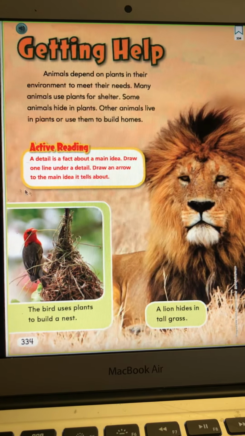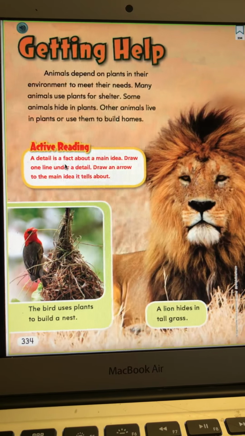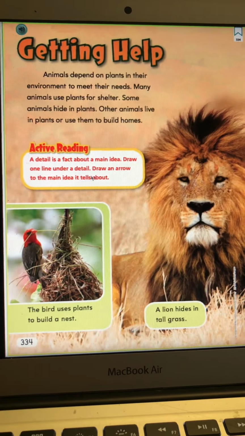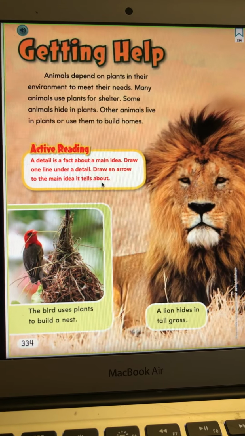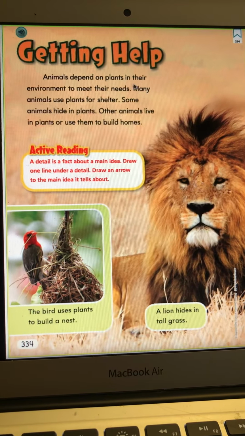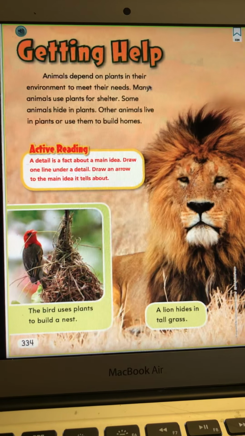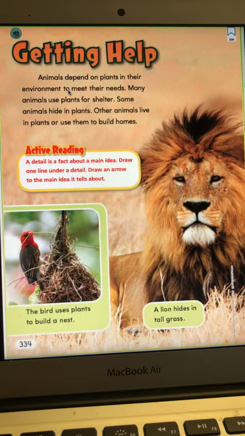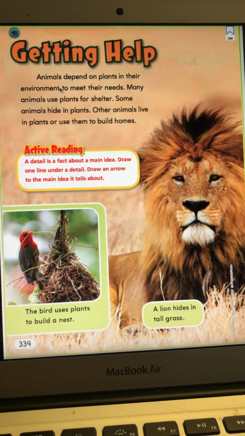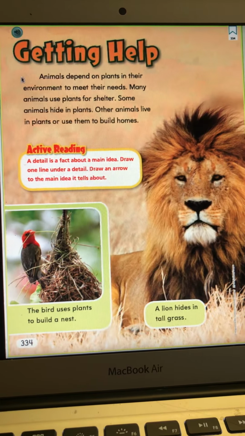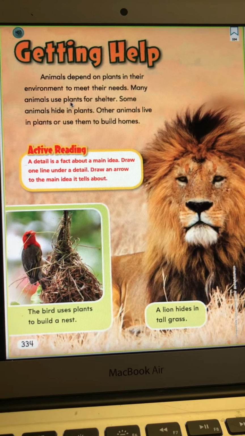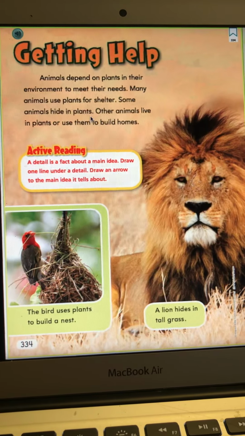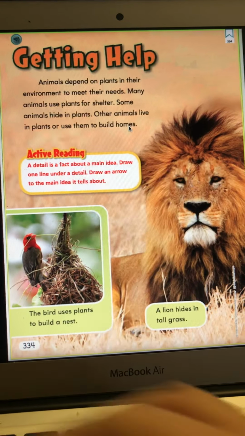This is what we talked about at the beginning. A detail is a fact about the main idea. Draw a line under one detail. Draw an arrow to the main idea that it tells about. So we have talked about usually that the first sentence is the main idea, but not always. But in this case, animals depend on plants and environments to meet their needs. So this whole paragraph here is going to be about how they meet their needs, and one detail is how they use it for shelter. One could be they hide in plants. So any of these sentences could be a detail.